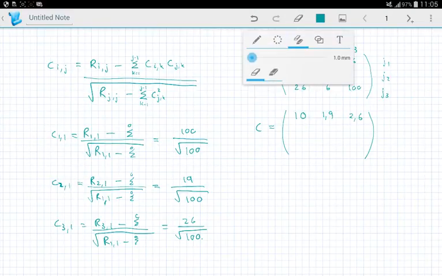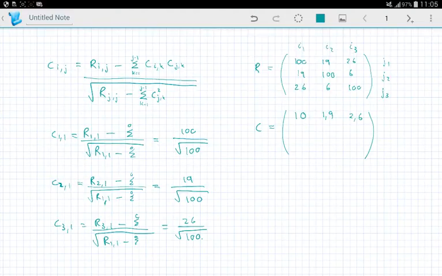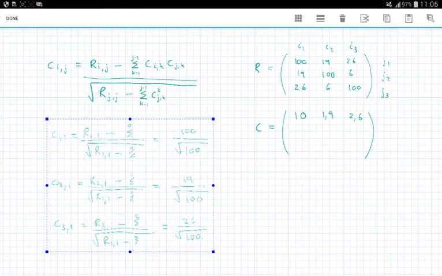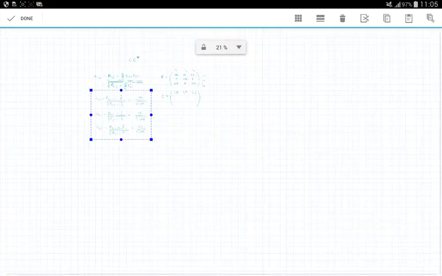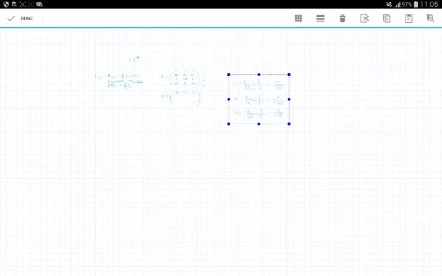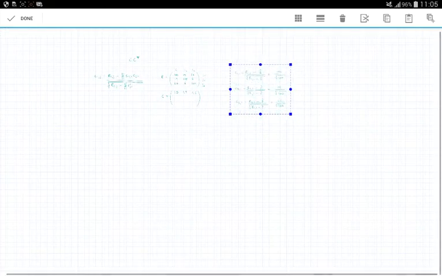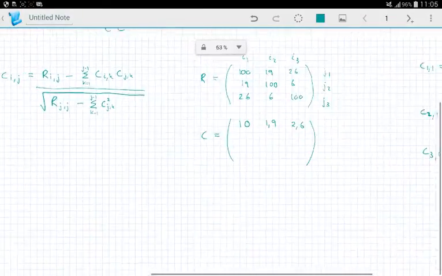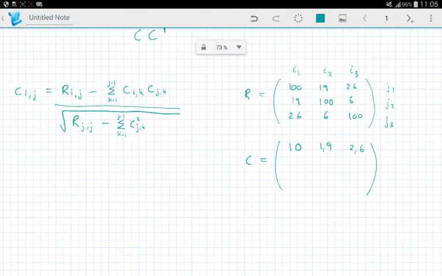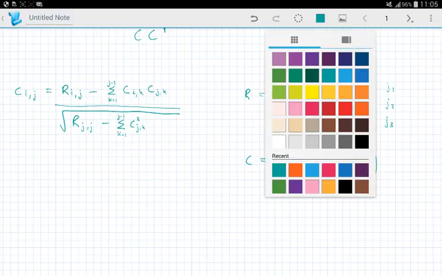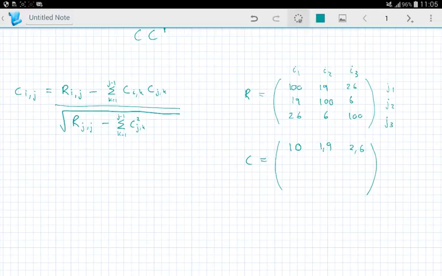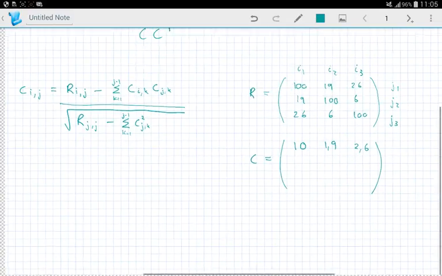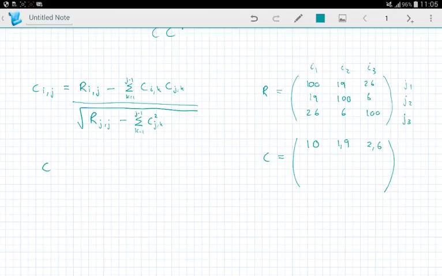I actually just want to erase this. Or should I just move it out of the way? Let's rather just move it out of the way. We are using a very nice infinity board, so it is possible for us just to move these things. Okay, how do I get back? Whoops. How do I get back to the pencil? Okay, there we go.